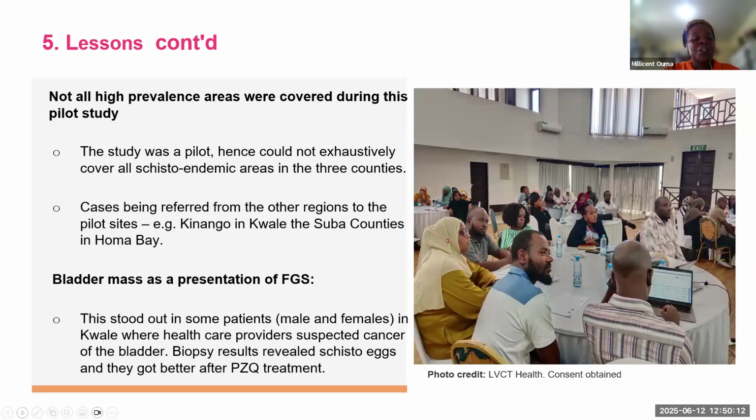Again, during our training, we didn't mention the fact that FGS can actually present as a bladder mass. And this was one of the findings we were getting during screening. So you find men or women coming with a history of swollen bladder, and when a biopsy is done, the results turn out to be schisto eggs being seen. The same applies to urine samples for microscopy. So there's also need to have that in mind, that not every swollen bladder is a sign of cancer, it could be schisto.